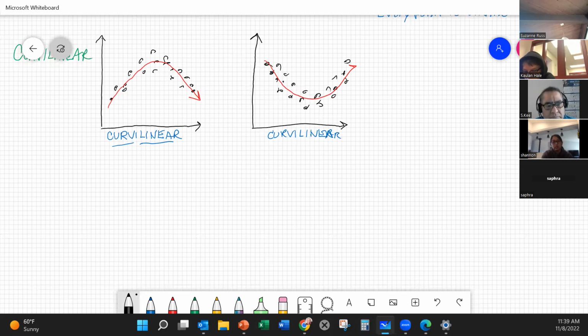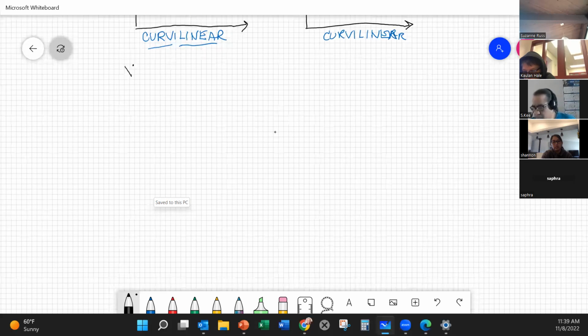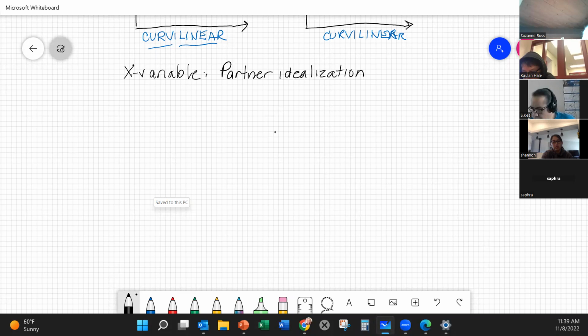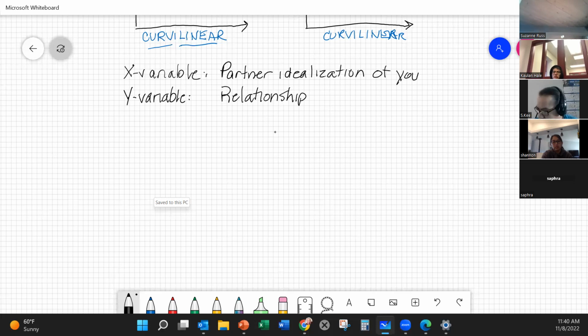And so let me ask you, if we were to compare variable one, let's call it our X variable. I'm going to zoom in a little bit here. So let's imagine that we had an X variable, which was partner idealization of you, because we're looking at the extent to which one's partner idealizes them. Okay, so now here's you. And how much does your partner idealize you? And then let's put as the Y variable relationship satisfaction.